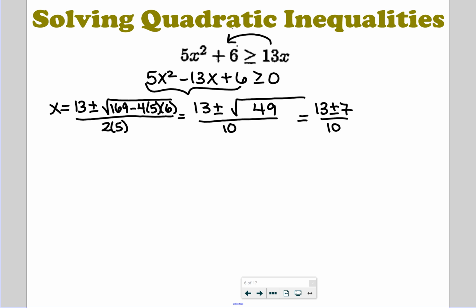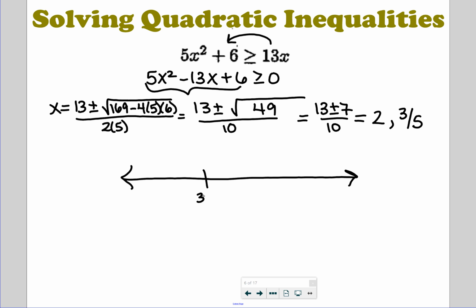And then I can simplify once with the plus and once with the minus, and that's going to give me my two breaking points that go on my number line. If I simplify with the plus, 13 plus 7 gives me 20, divided by 10 gives me 2. If I simplify with the minus, 13 minus 7 gives me 6 over 10. 6 over 10 reduces to 3/5. And now I have my breaking points. Those are the same answers you would get if you factored the quadratic and set each factor equal to 0. So it's up to you which way you want to do that. It's just the path of least resistance and whatever you feel more confident with, really.